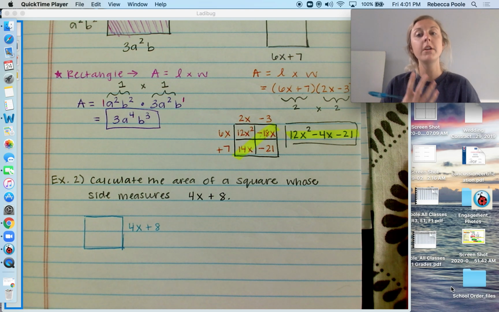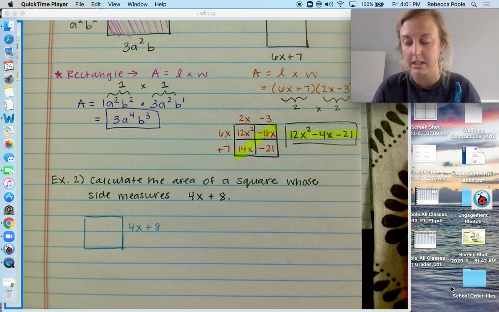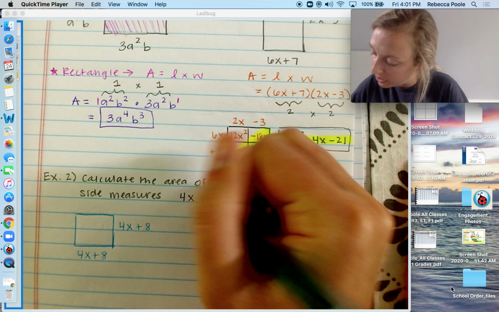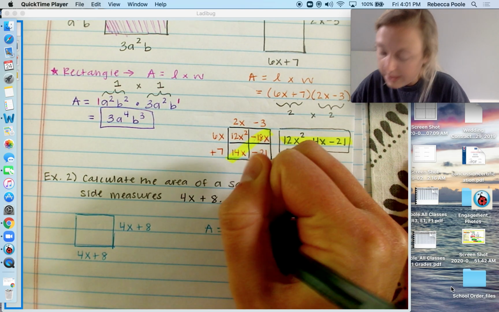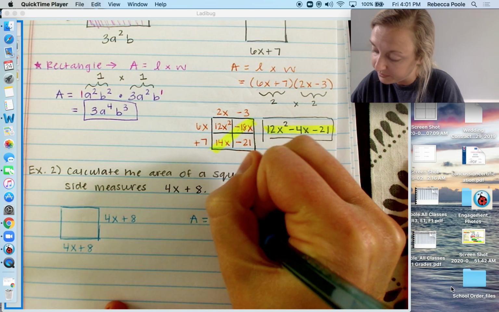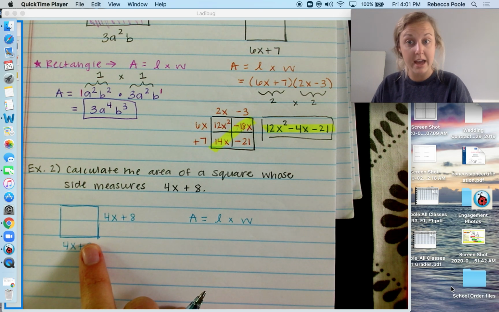Okay? Well, what do you guys know about a square? What did I literally just say like 10 seconds ago? All of the sides are the same, right? So when we have a square, hopefully you learned in middle school that the area of a square is also length times width, but the length and the width are going to be the same, okay?